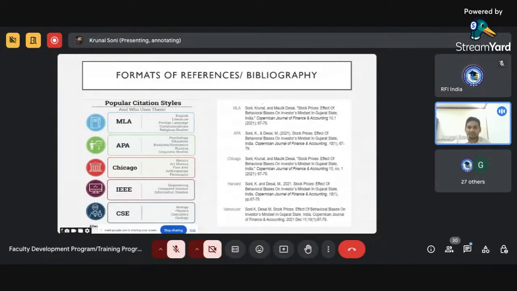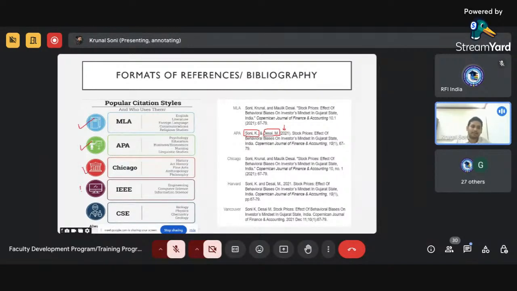Can you see this? This is one of my papers. Let's say I was having APA style. So this is the first author, me, and this is my second author, Desai, right? And this is the year of publication, right? And these are the various reference styles that you can refer to over here.